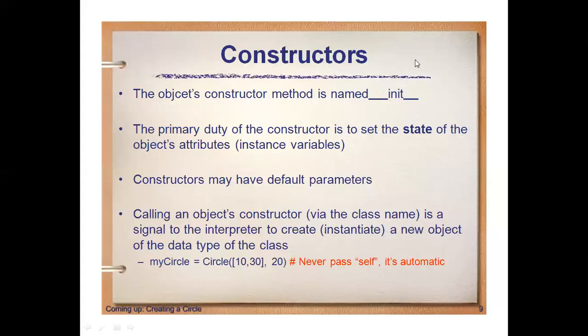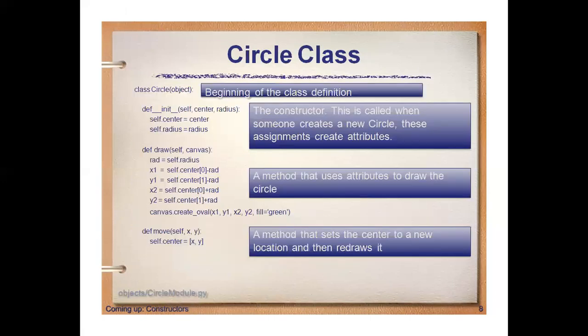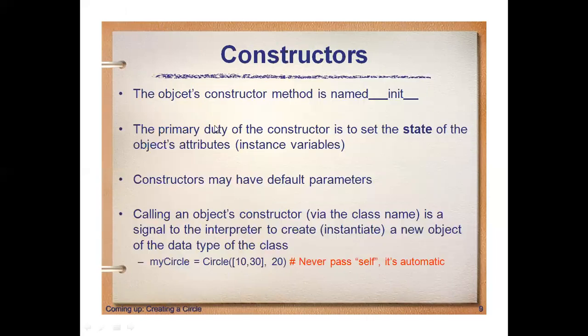All right. So in the previous blueprint we have seen a few things about how the circle or the classes work here. Now we are discussing one by one how things are going on. So let's move towards the constructor, right? The object constructor, sorry for the spelling mistake here. The object constructor method is named underscore underscore init underscore underscore. The primary duty of a constructor is to set the state of the object's attributes, right?